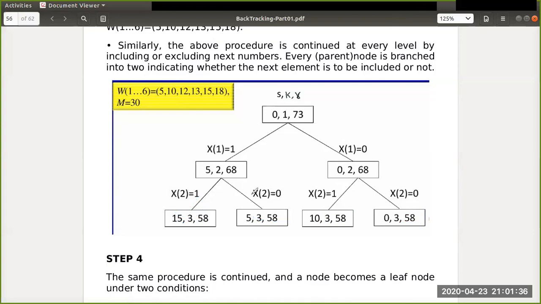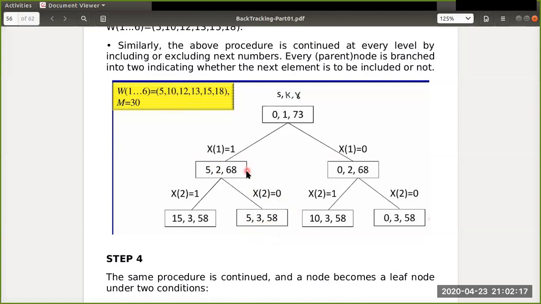Next, suppose the first item is included and the second item is not included. After including the first item, the S value will be 5. Since the second item is not included, the right child is generated, and the S value will not change, only 5, because the second item is not included. This is the third iteration, and 58 comes from decreasing the R value by the second item's weight, 10.